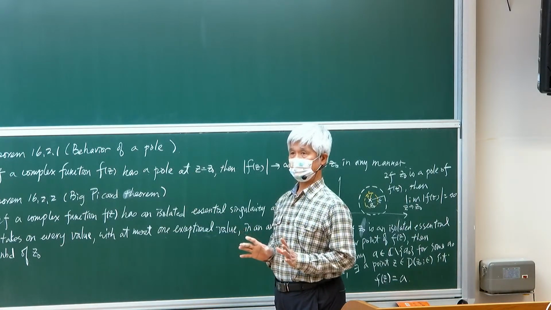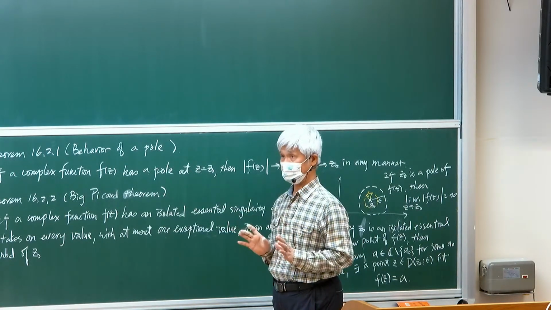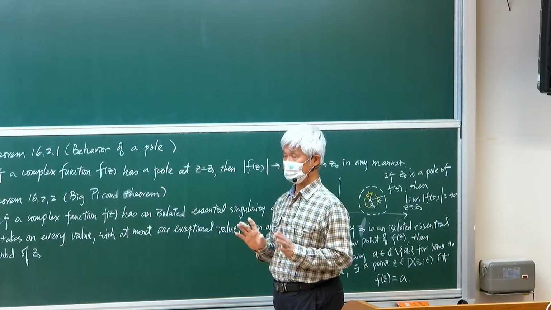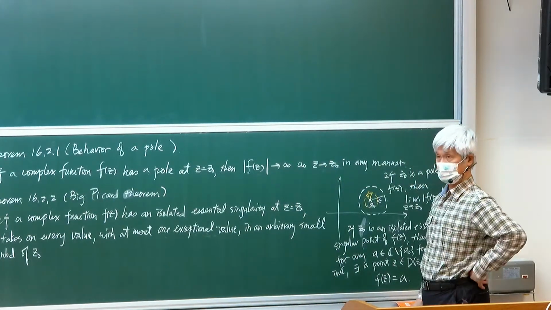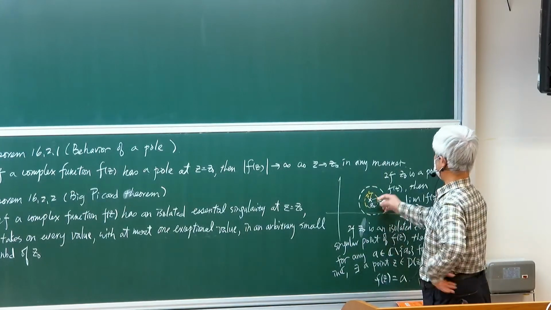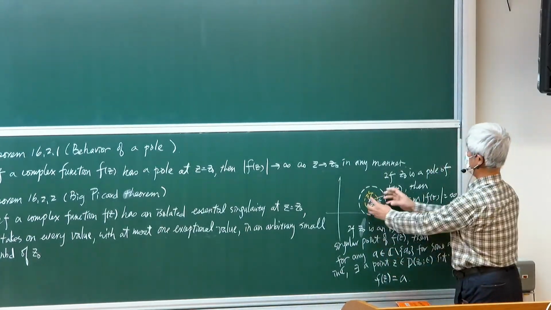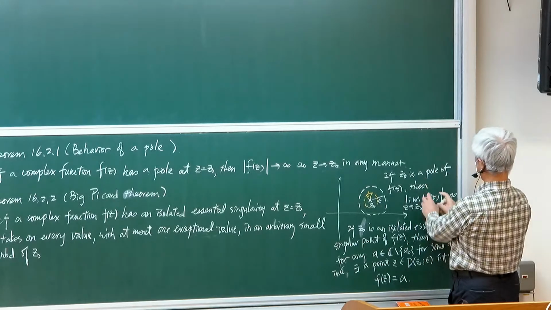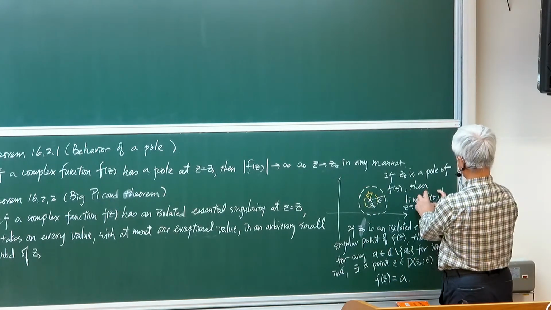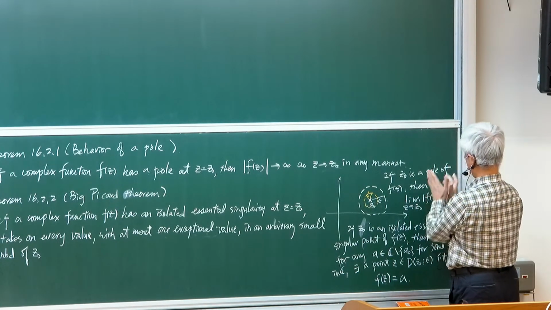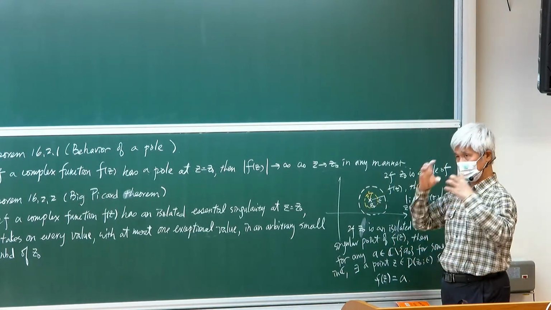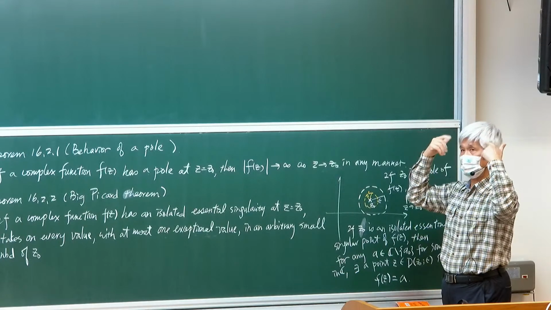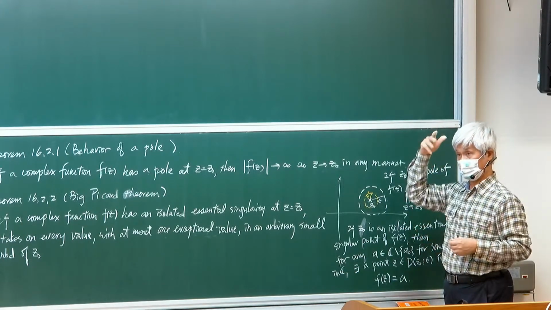Okay, so this is called the big Picard theorem. It's very odd, very strange. For a pole, that's fine, because the magnitude of the function value will go up to infinity as z goes to 0. This is the idea when we have a pole.